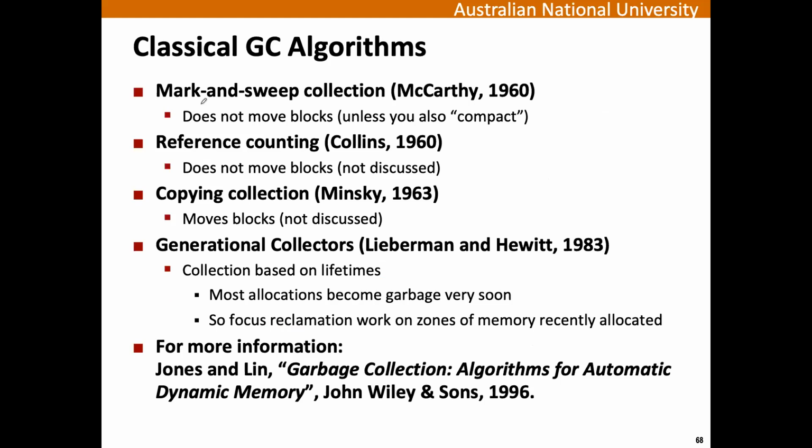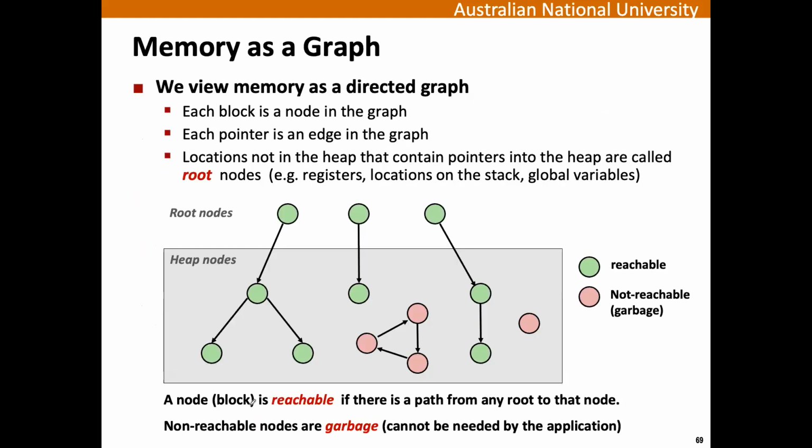We're going to quickly look at mark and sweep collection, which is the most popular, but there's a bunch of others that are used in Java. And the book, Jones and Lins, Garbage Collection, is a famous book if you want to learn more. All right, so the idea is that you have a bunch of nodes. Each block is like a node in a graph, and you have something called root nodes.